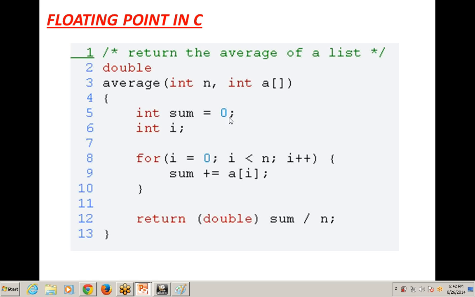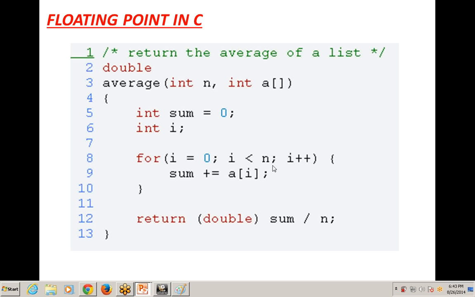This is int sum equals 0. First of all, take the variable sum that has the value 0, then int i, another variable of data type int. Now use the loop, that is for. This is the statement which I told you. i equals 0 means that first i has the value 0, then i is less than n. If this condition is true, then only my loop works, otherwise my loop does not work.